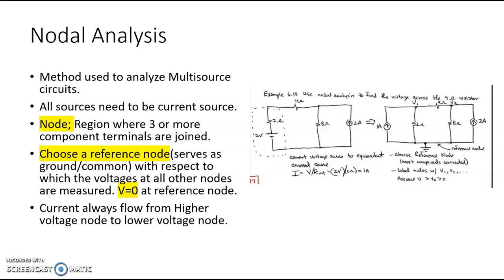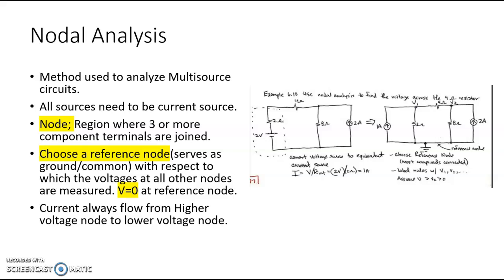And another thing is that we always assume the current flows from higher voltage to lower voltage nodes, okay? We always assume the current goes from high to low, just like a water stream, right? Water always runs from high to low.